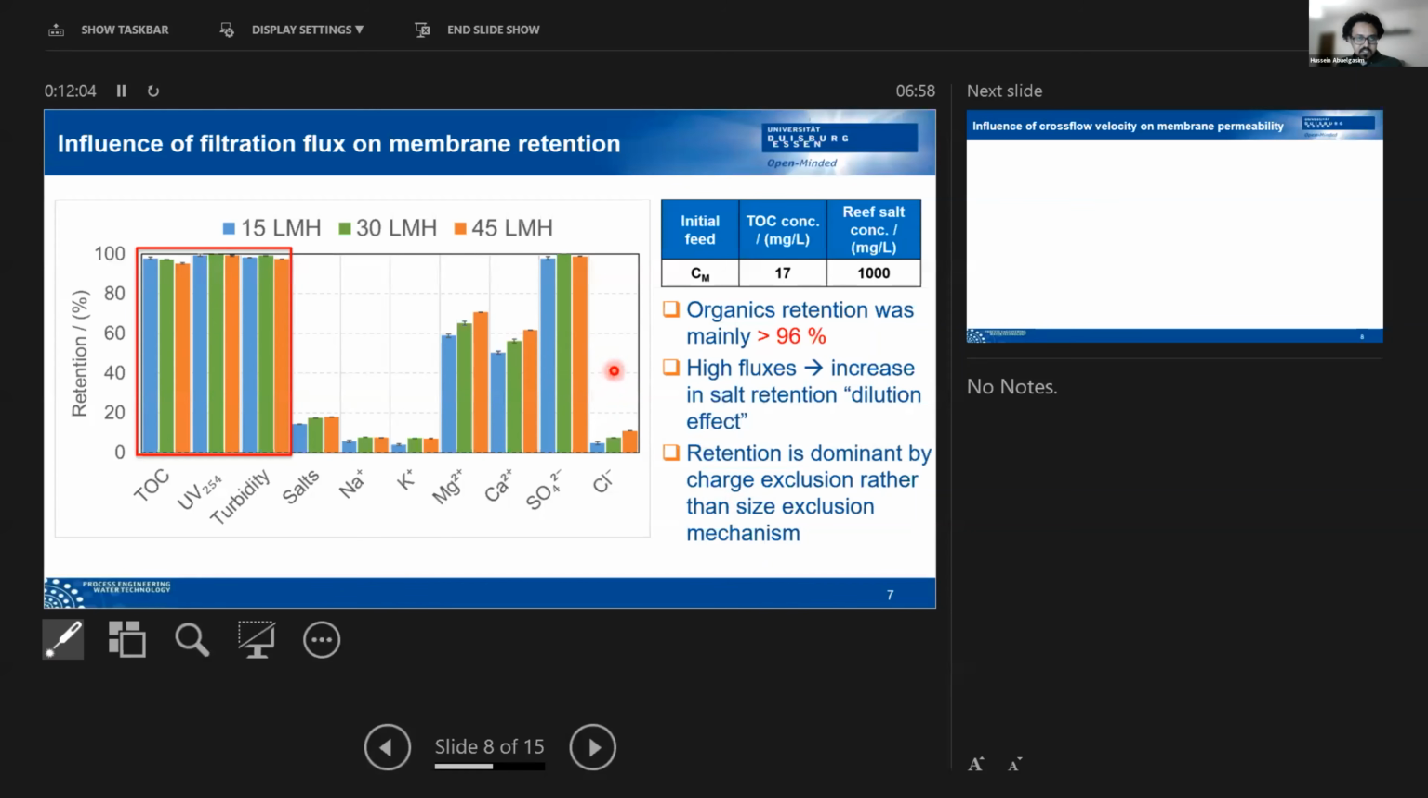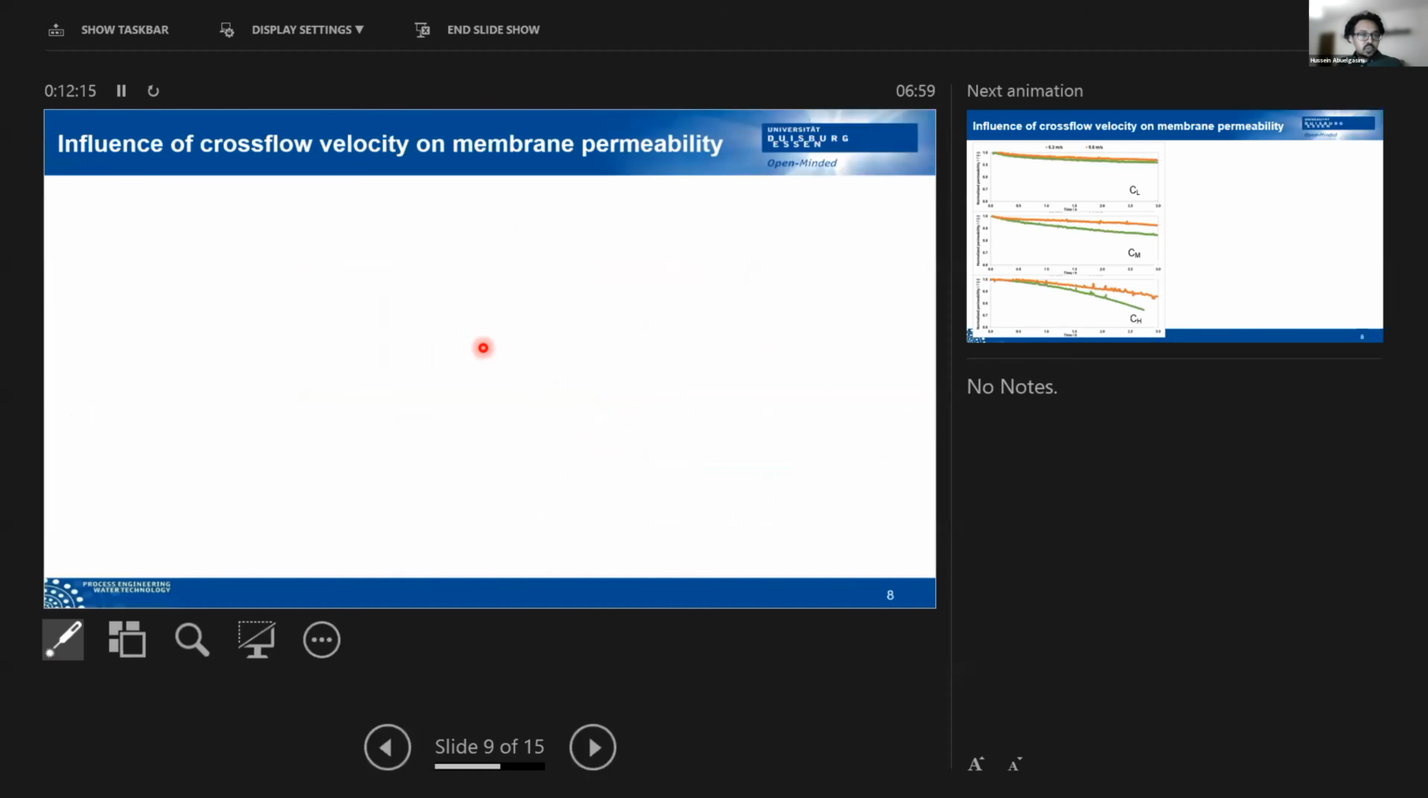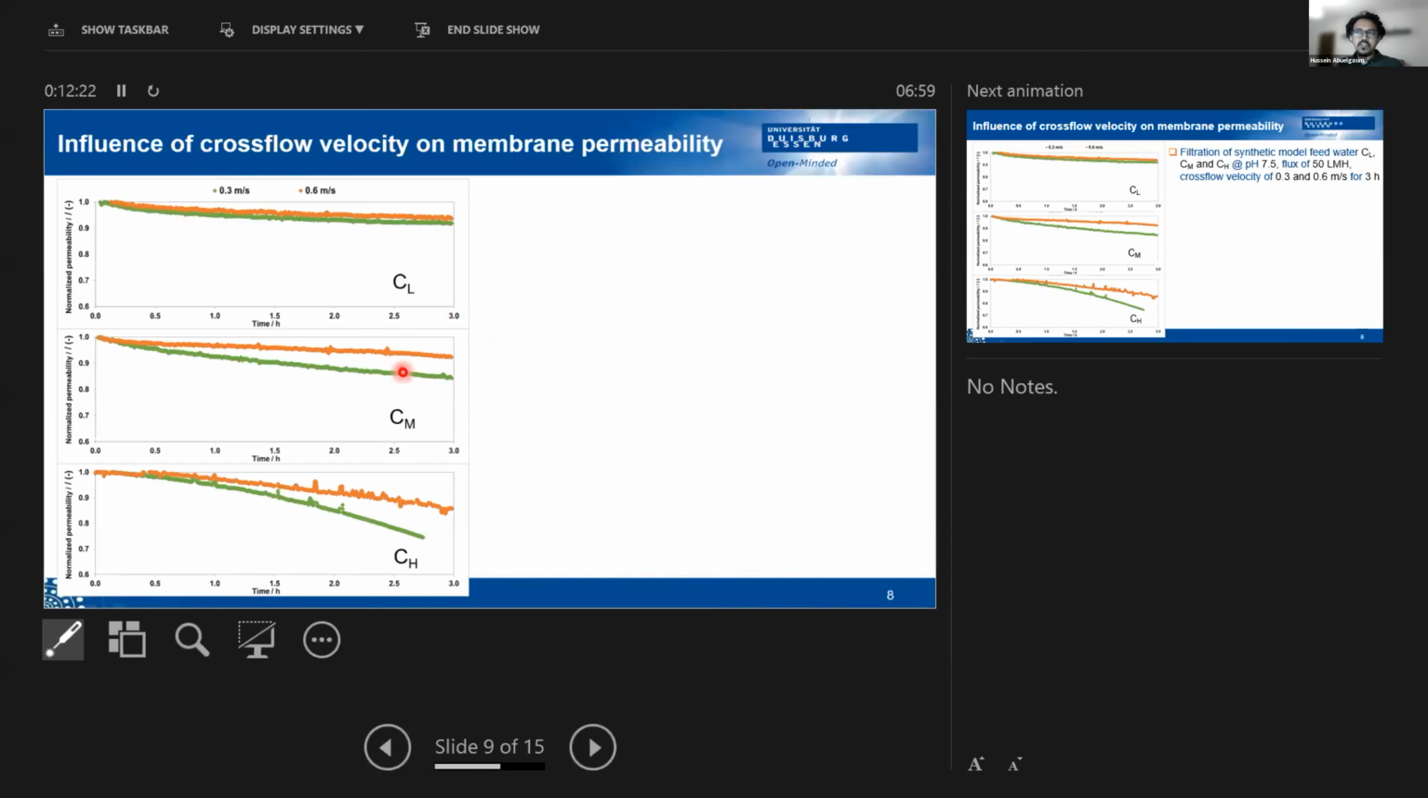Even in the cases here of different fluxes, again, the sulfate shows 98% retention. The chloride is again around 10%. Again, we wanted to test the operation conditions, so we increased the cross-flow. Let's say we tested two different cross-flow velocities with different initial feed concentrations, using the same method.